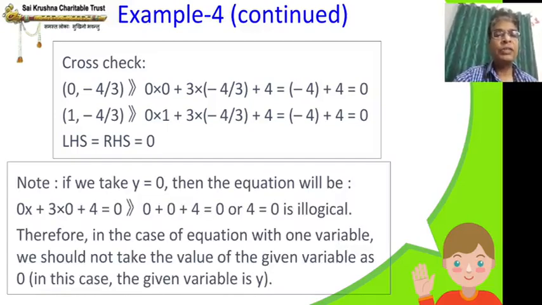If we take y equal to 0, then the equation will be 0x plus 3 into 0 plus 4 equal to 0, or 4 equal to 0, which is illogical. Therefore, in the case of an equation with one variable, we should not take the value of the given variable as 0. In this case, the given variable is y. So already we have assumed 0x. So any value of x is not going to affect the solution of y, that we will see at a later part. We will be discussing that again.